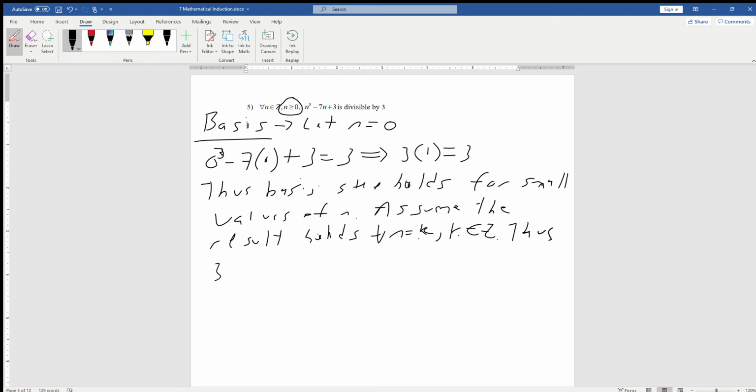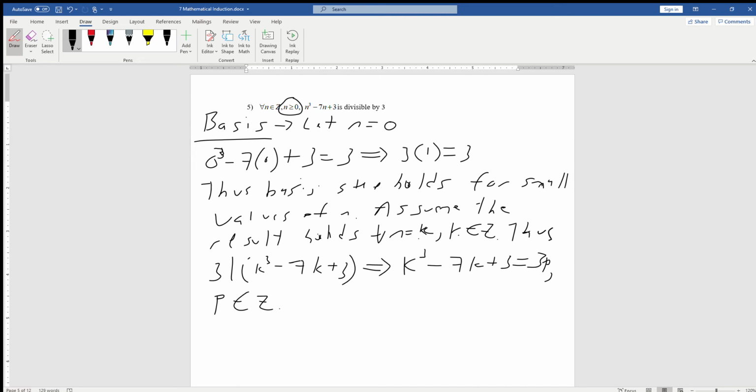we can say that 3 divides k cubed minus 7k plus 3. And by definition of divisibility, this means that k cubed minus 7k plus 3 is equal to 3 times some integer p, where p is an element of the integers. Right. So that's going to be our first part where we do the basis step and we have the inductive hypothesis.